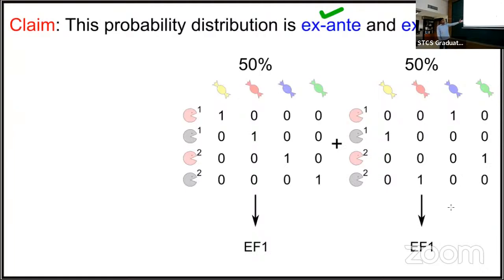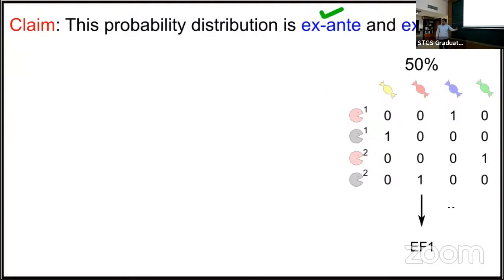So let's fix any allocation in the support. The argument is similar for any other allocation. So why is it ex-post EF1? Anyone want to venture this? Why might it be ex-post EF1?